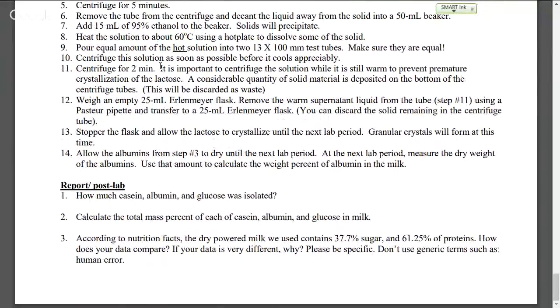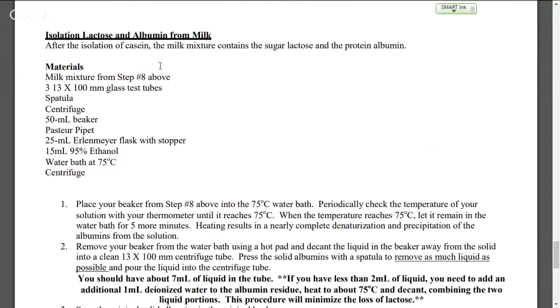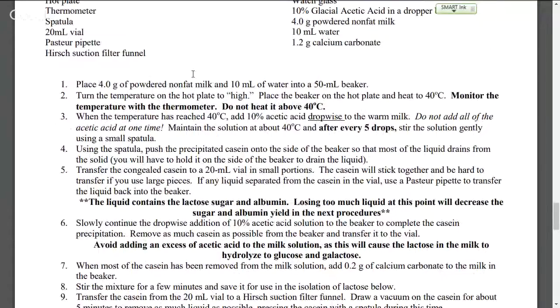But anyway, read through this, get a sense of what you're doing so that we don't have to do it too many times on Wednesday. Because really, if you work straight through the procedure, it doesn't take that long, but if you keep screwing it up and have to start over, then it probably will take a while.